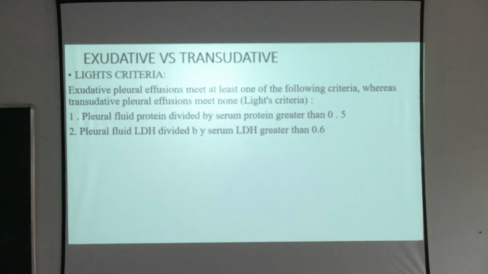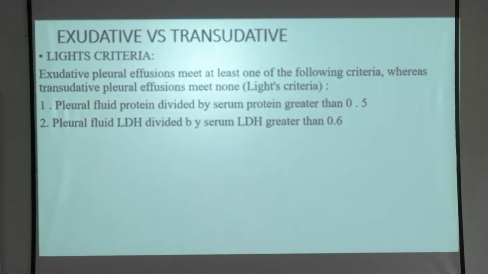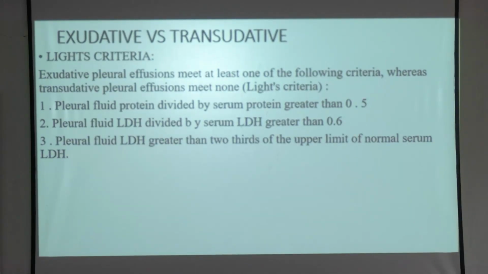So pleural fluid protein divided by serum protein is more than 0.5, LDH divided by serum LDH is more than 0.6, or the pleural fluid LDH is more than 2/3 of the upper limit of the serum LDH. Very essential criteria, এটা কিন্তু খুব ইম্পর্টেন্ট, মনে রাখতে হবে, ঠিক আছে?